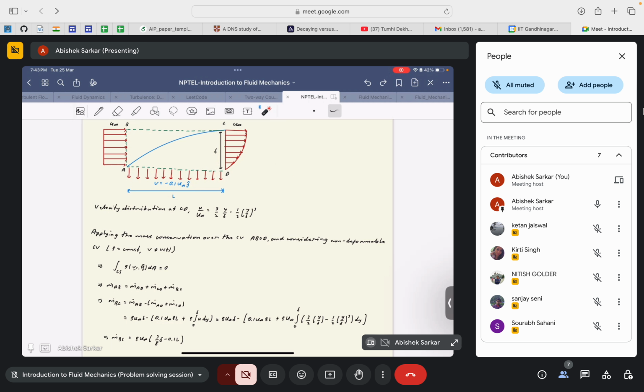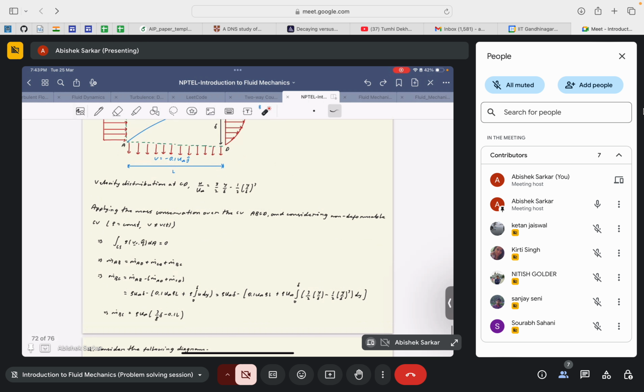Okay, so the only tricky part in this problem is carrying forward this integration, which I myself have not done. Sorry for that. But I know the solution, that eventually if you solve it, you will get that m dot BC is equal to rho times u infinity times 3 by 8 delta minus 0.1 L. Okay, so I hope the solution methodology is clear.